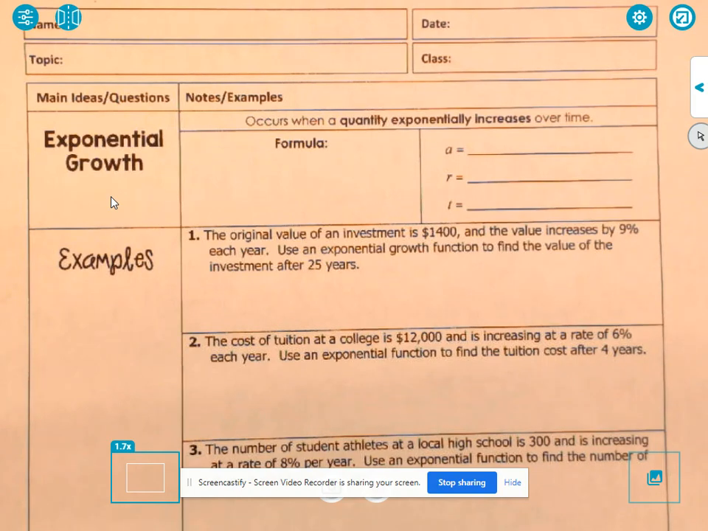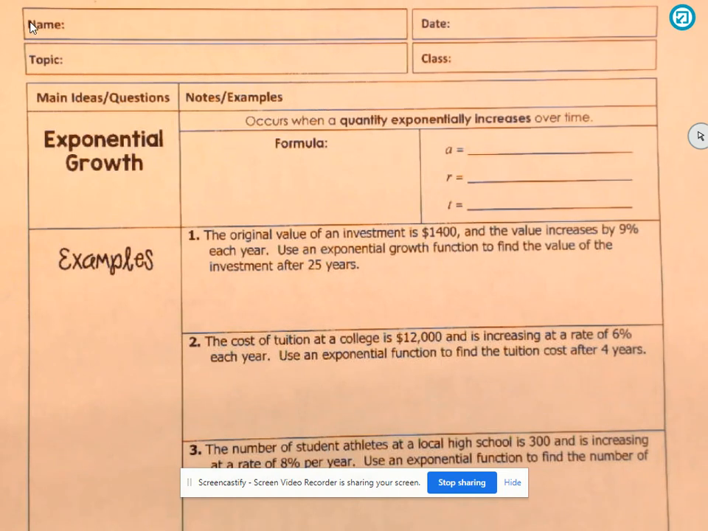Again, let's see if I can work through these problems. So exponential growth and decay are our two formulas that we talked about the other day.